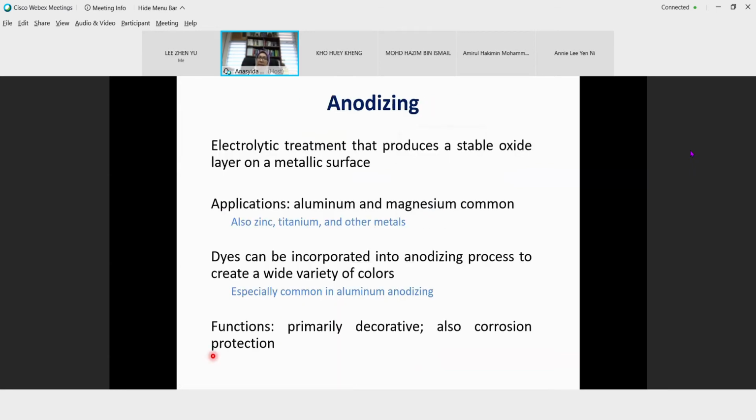All right, the second part is anodizing, which is still under chemical conversion coating. This is electrochemical, so it uses an anode and a cathode. One becomes the anode, another one becomes the cathode. In this case, they will form a stable oxide layer on the surface of aluminium. You can also use magnesium. The common one people use is aluminium, and you can also use zinc, titanium, and other materials.